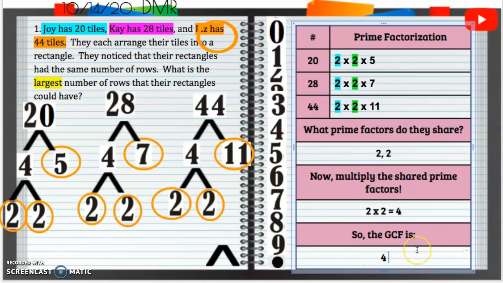But what is that 4 representing? Pillows? Blankets? Well, let's see. It says, what is the largest number of rows that the rectangles could have? So it would be 4 rows. That's it. Great job.